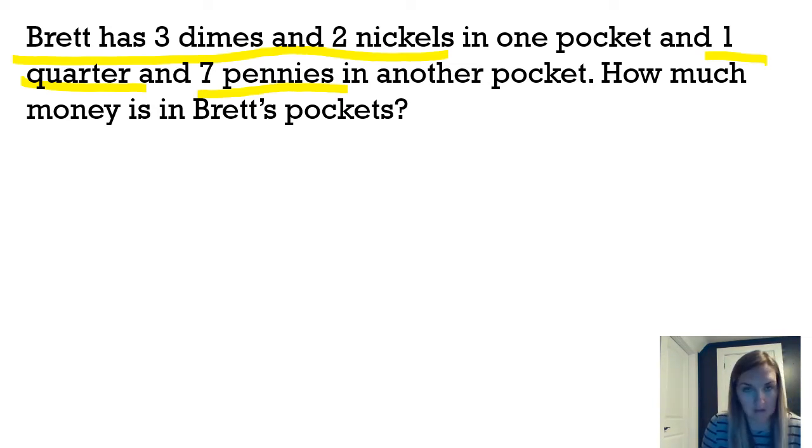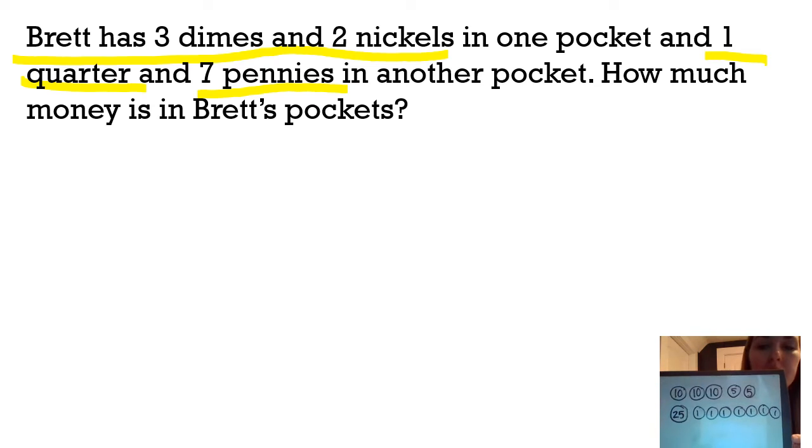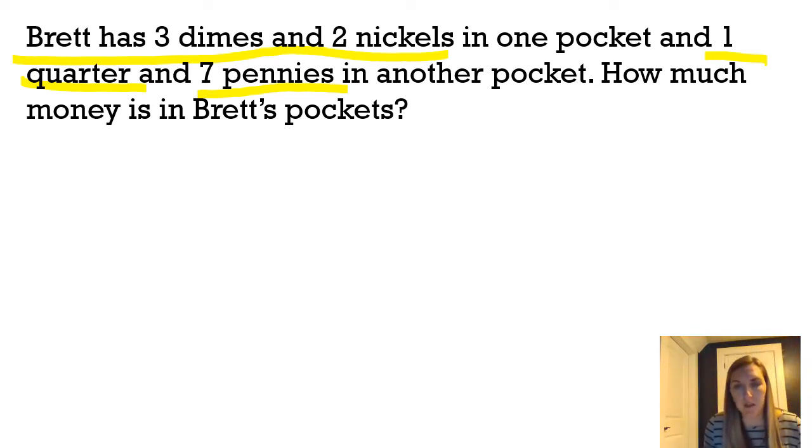So drawing the other set of coins. 1 quarter is worth 25 cents. And 7 pennies, that should be easy. I know I'm going to draw 7 ones. Now I have all my coins. I'm ready to write a number sentence.